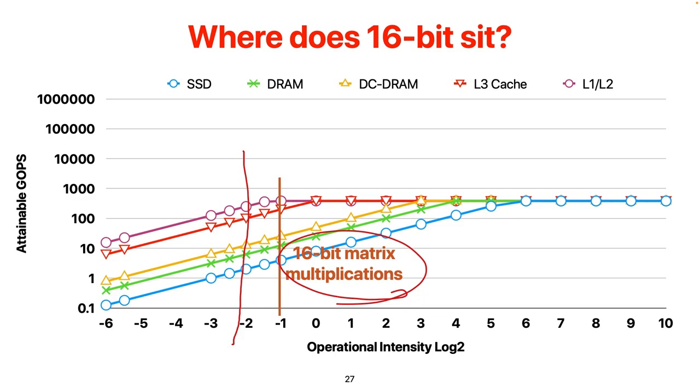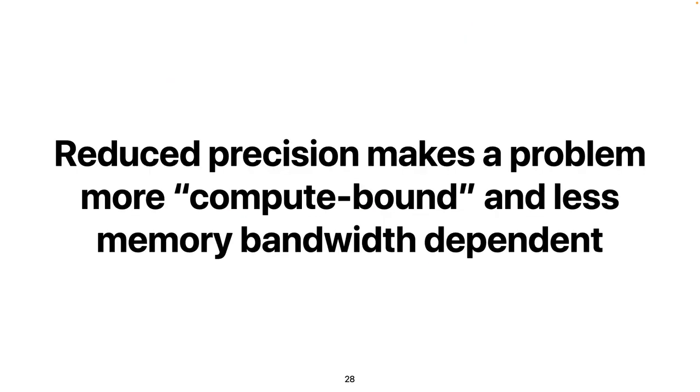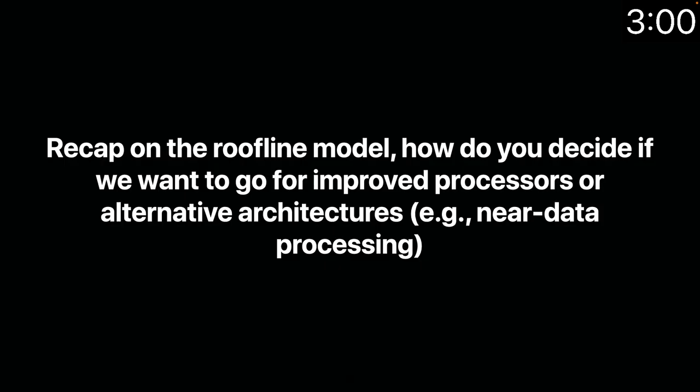And remember what we said about matrix multiplication: we were originally memory bound. But look at this graph. With half precision, I'm making this problem more computation bound, and we are closer to the sweet spot of our system design. That's why people are so fascinated by reduced precision: it makes the roofline model more computation bound and less memory dependent. That's why, in machine learning and matrix multiplications, a lot of people talk about reduced precision, not because it gives you a better result, but because we can get our result faster.